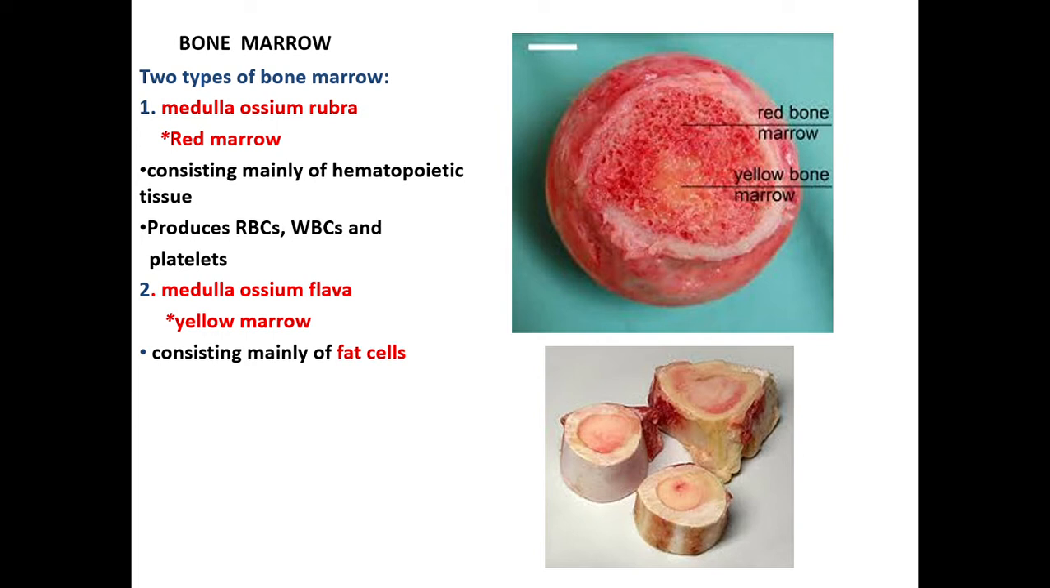There are two types of bone marrow. The first type is the medulla osseum rubra, or red marrow. This red marrow consists mainly of hematopoietic tissue producing the red blood cells, the white blood cells, and platelets. Then we also have medulla osseum flava, or yellow marrow. This yellow marrow consists mainly of fat cells.